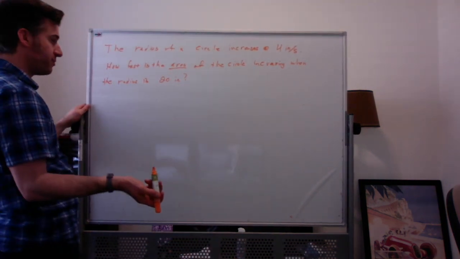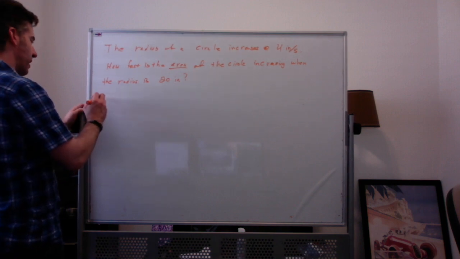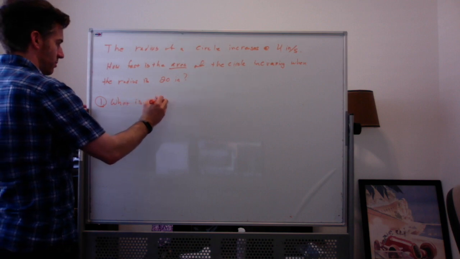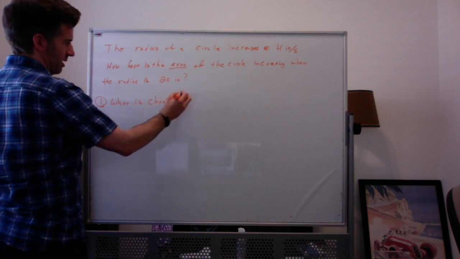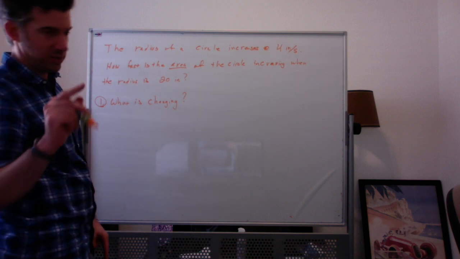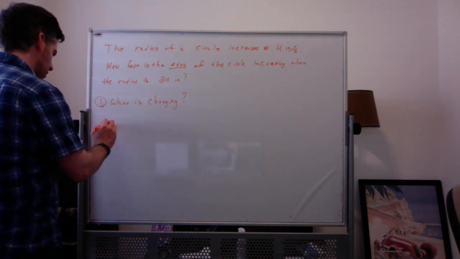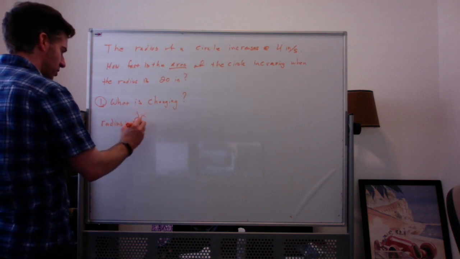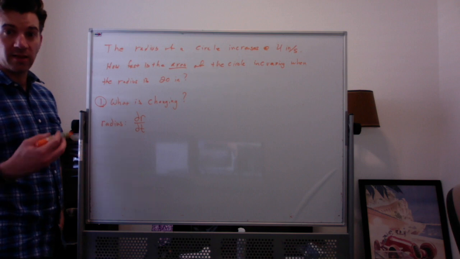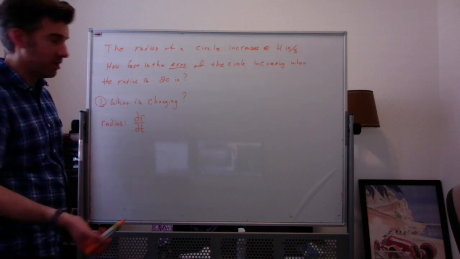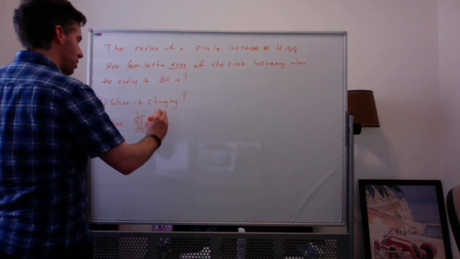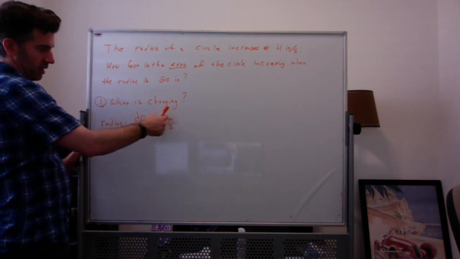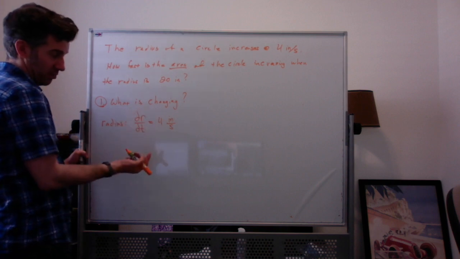So here's what I know. First I need to ask, what's changing? I know there's an equation you all want to write down. Before you write down that equation, you want to ask yourself, what's changing? Well, the radius is changing, and we know how the radius is changing. So I'm going to write dr dt. That's the rate the radius is changing with respect to time. It's changing at 4 inches per second. Length per time.